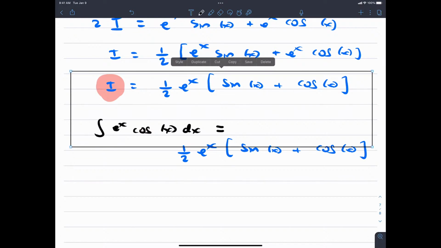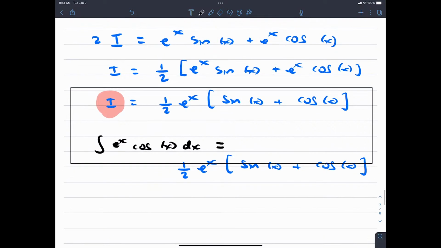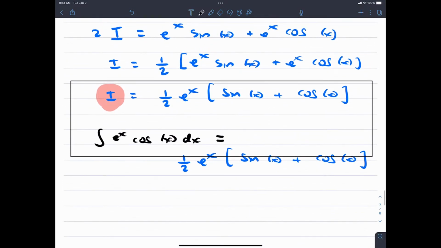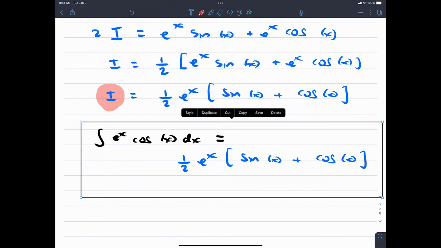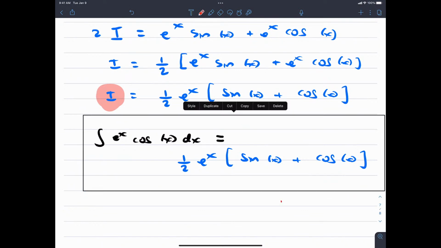Is the answer in blue, or is the answer the integral of that equal to that? The answer is, let's add our constant. Come on. The answer is the integral equals what's in blue. Yes. You said that we can sub out the terms for practice.